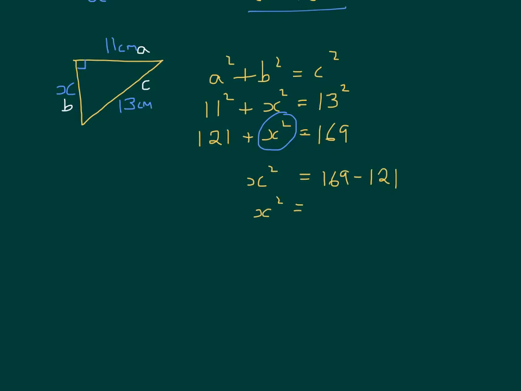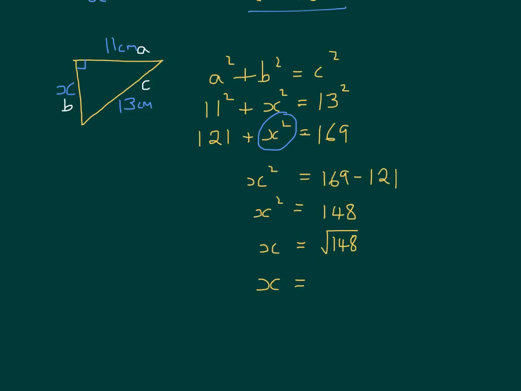So that's x squared equals 148. Now here you can take the square root of 148 to find out what x is. And you may struggle to do this in your head because it's not a perfect square number. So you'd be allowed to use a calculator to work out the square root of 148.